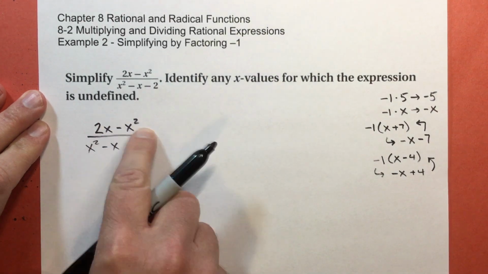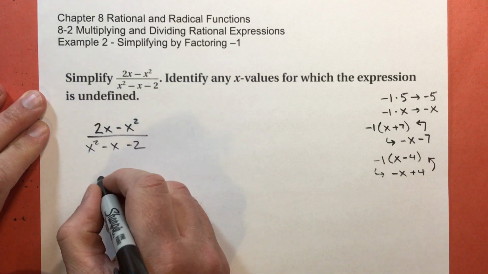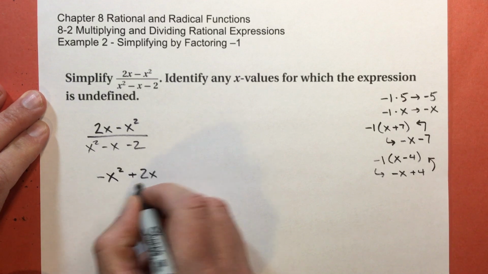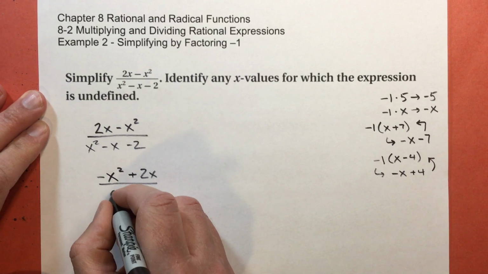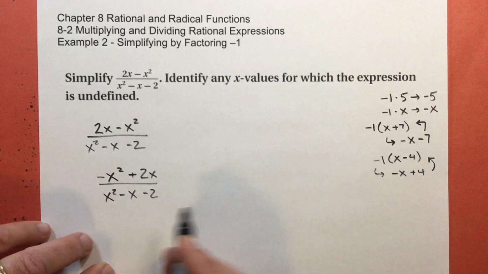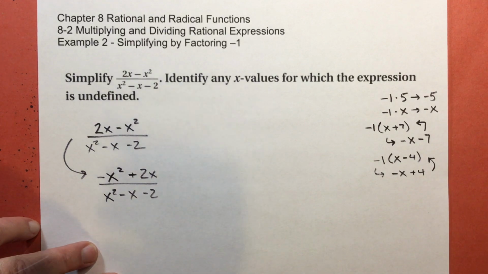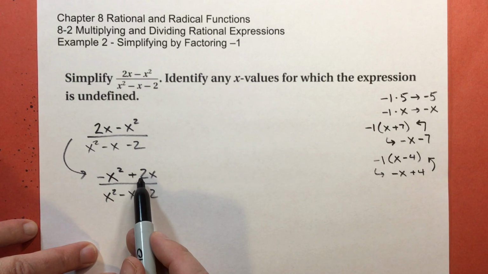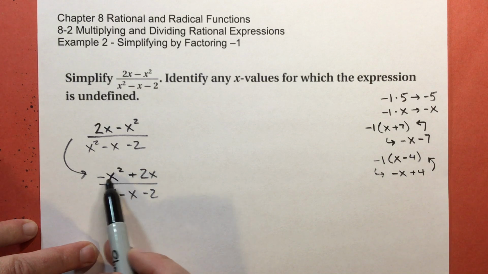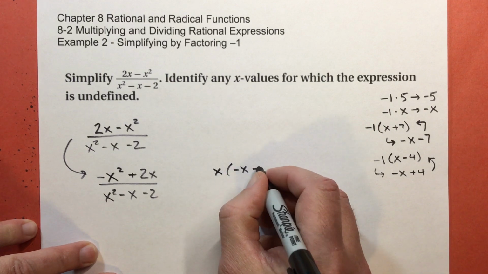So I'm just going to rewrite this like this. I'm going to change the position of these two. So I get -x squared plus 2x. And I didn't do anything to the bottom. Okay, so now standard form. That's all that is. Now I'm going to factor the top. If I factor the top, it looks like I got a common factor of x. So this is x times -x plus 2.